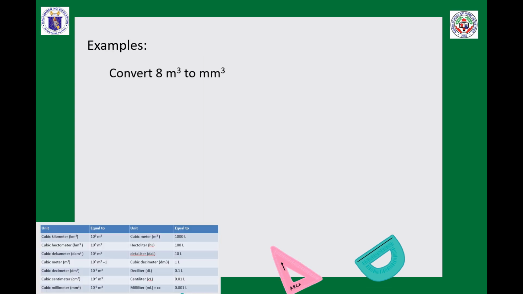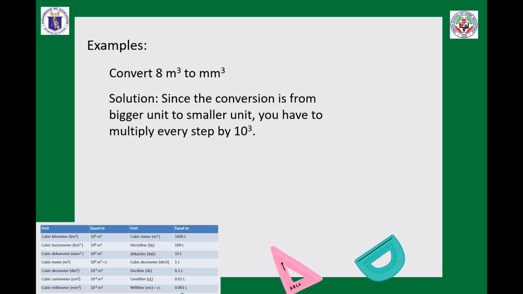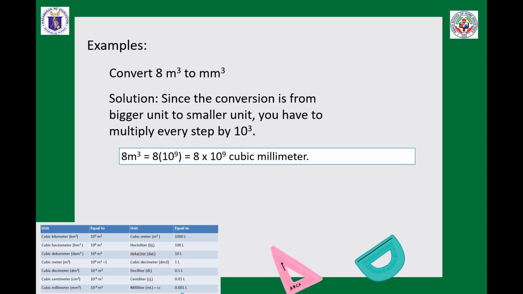Convert 8 cubic meters to cubic millimeters. So solution, since the conversion is from bigger unit to smaller unit, you have to multiply every step by 10 raised to 3. So that is 8 cubic meters equivalent to 8 times 10 raised to 9 cubic millimeters.